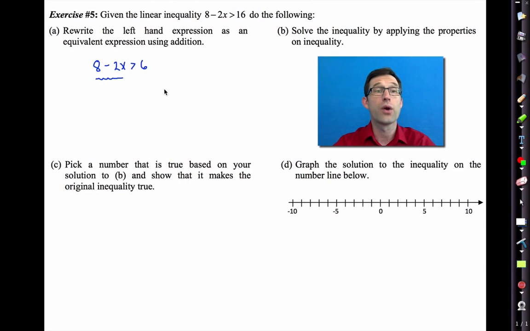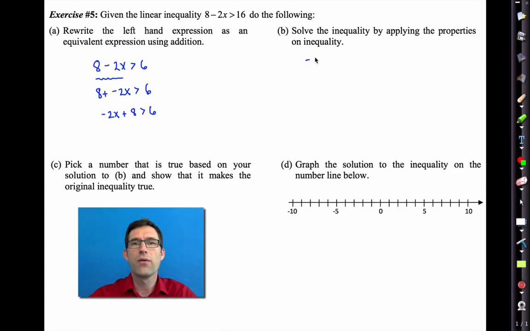of an inequality or an equation, then the properties of equality or the properties of inequality have nothing to do with it. Here what we're going to do is use the property of rewriting subtraction into adding of opposites, and then we'll use the commutative property to change this into negative 2x plus 8 is greater than 6. All right, I'd just like to have it in the same format I did before.